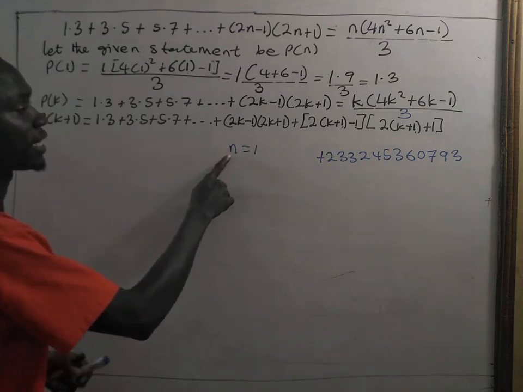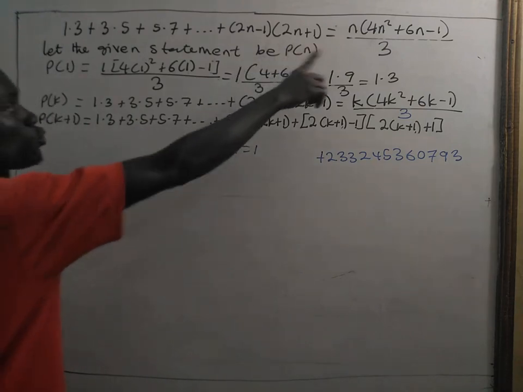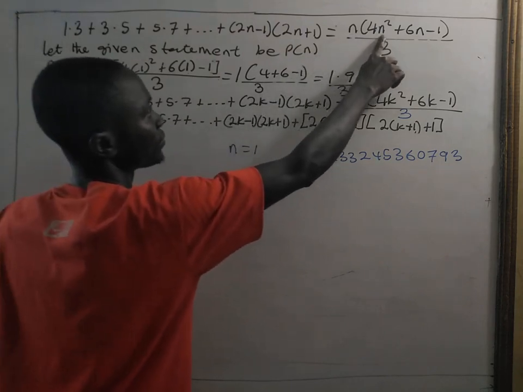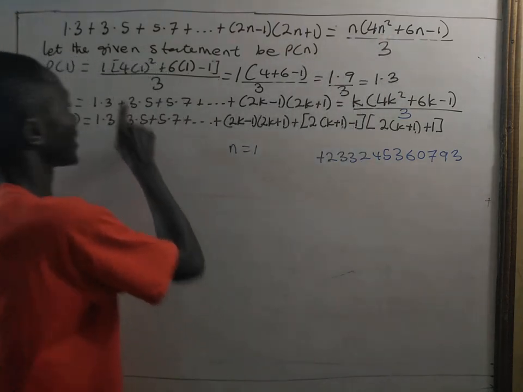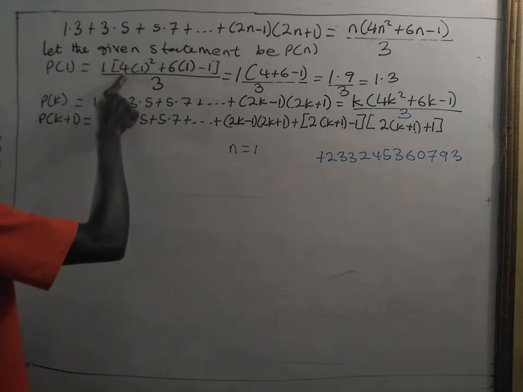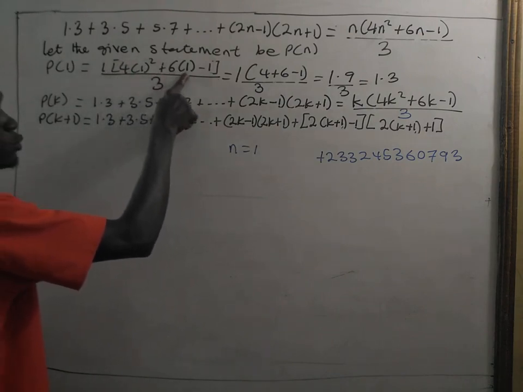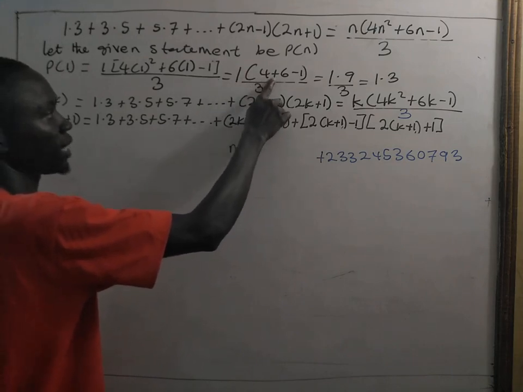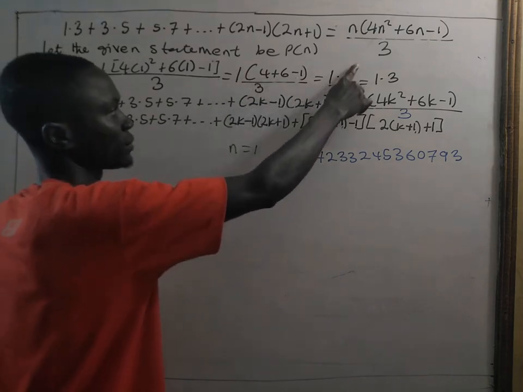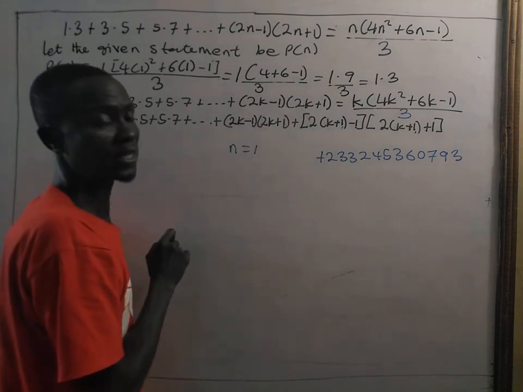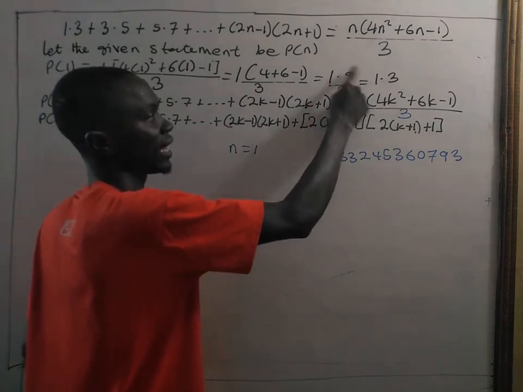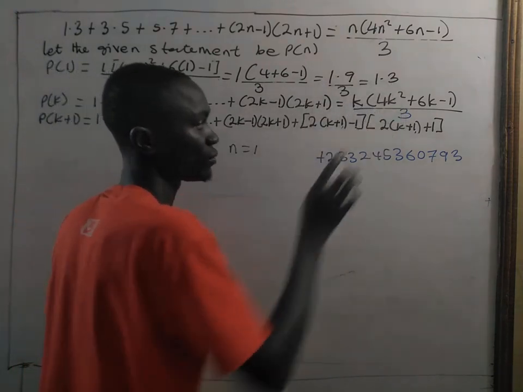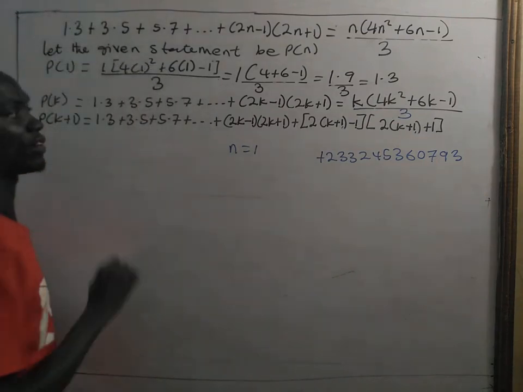So if we take n equal to 1, we put 1 here. That is what I've done here. So 1 times (4 times 1 squared plus 6 times 1 minus 1). This gives 1 times (4 plus 6 minus 1). That gives 1 times 9 divided by 3. 3 will divide 9, 3. So we have 1 times 3, which is 3. That is what we have here.